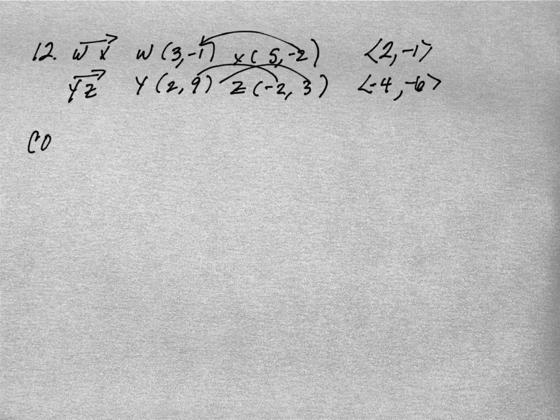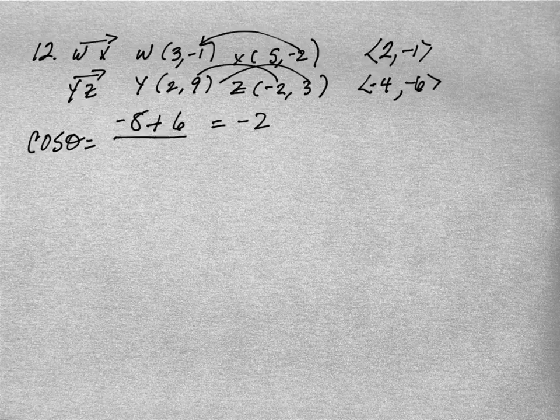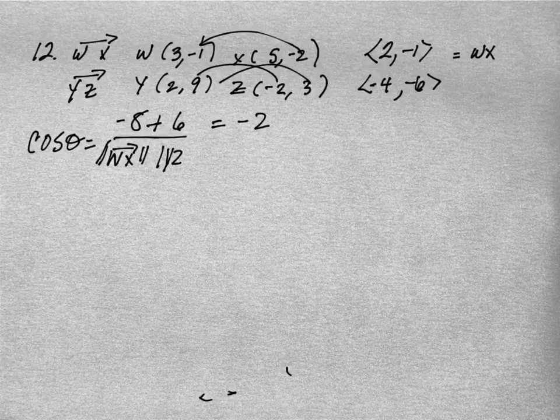So cosine theta is equal to, okay, so the dot product would be negative 8 plus 6, which is equal to negative 2. And then remember, we're going to have, let's call this WX magnitude, sorry, and we'll just do what they give you instead of making something else up. YZ magnitude.